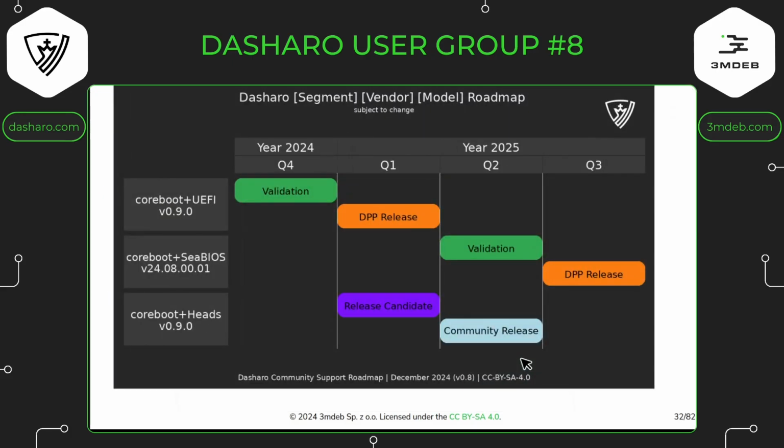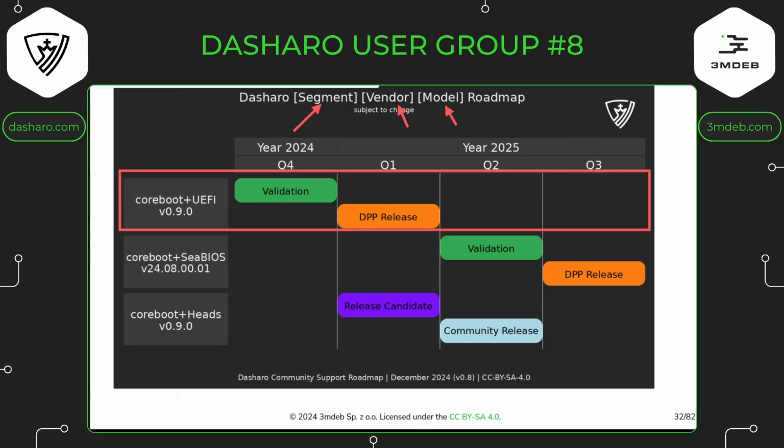Okay, this example shows how roadmaps are presented. If you look here, first we have Dasharo, then the segment, then the vendor, and then the model roadmap. And there are various components here. This is one release: coreboot plus UEFI version 0.90, and we planned that in 2024 Q4 there will be some validation, and in Q1 there will be a Dasharo Pro package release. This means there will be a paid release that you can obtain from our shop, but it also means that the open source code will be available on the Dasharo coreboot fork, and you can get the source code, compile it yourself, and you don't have to pay.